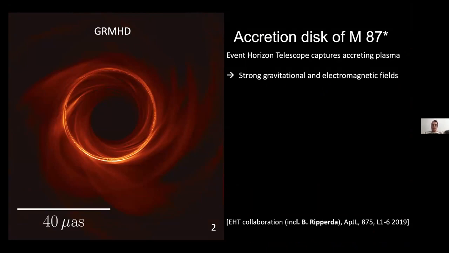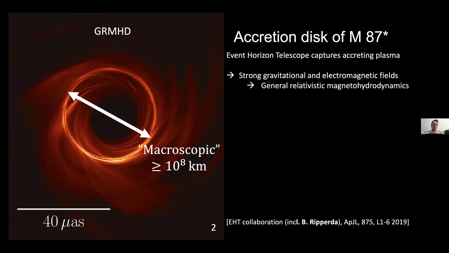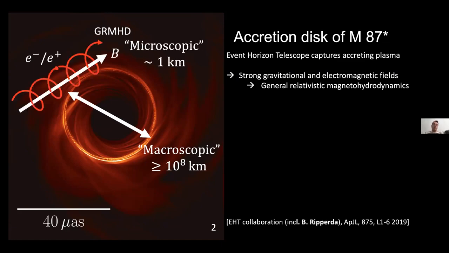So the EHT captures the accreting plasma under the influence of strong gravitational and electromagnetic fields. That's why we do general relativistic magnetohydrodynamic simulations to see if we can reproduce the observations. As Farial already mentioned, for Sagittarius A star, but the numbers for M87 are similar, the macroscopic scale of the shadow is about 10^8 kilometers. But the microscopic scale, say the gyration scale of an electron, is about 1 kilometer. So there are 8 orders of magnitude difference.